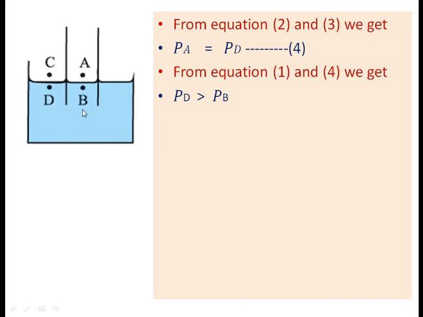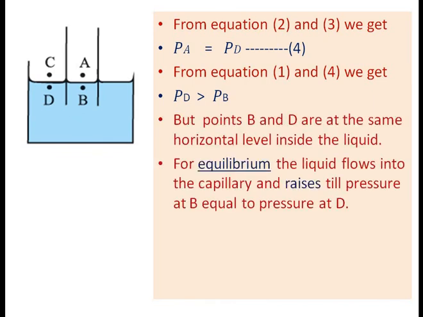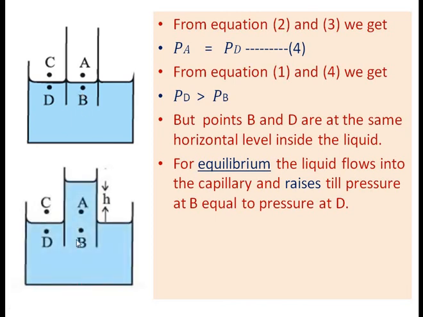What will happen? Since there is a pressure difference at the points B and D, there will be flow of the liquid from higher pressure to the lower pressure, and therefore the liquid rises in the capillary tube because there is a flow of liquid from point D to point B, that is from outside the capillary tube to the inside region of the capillary tube, and therefore the liquid level inside the capillary tube rises.